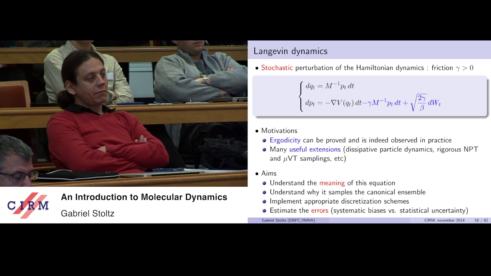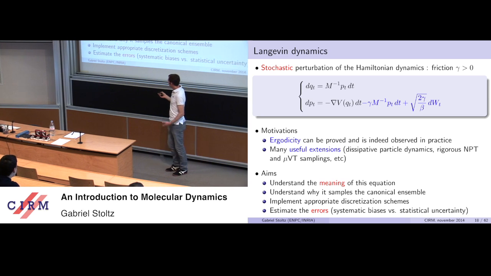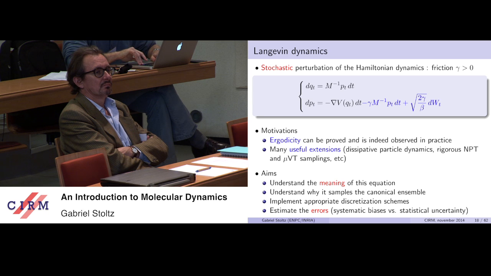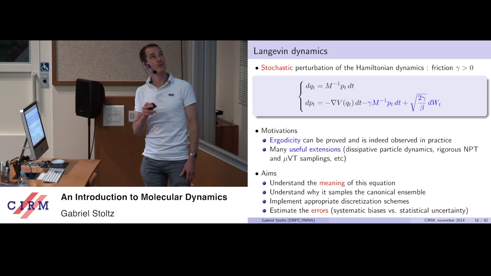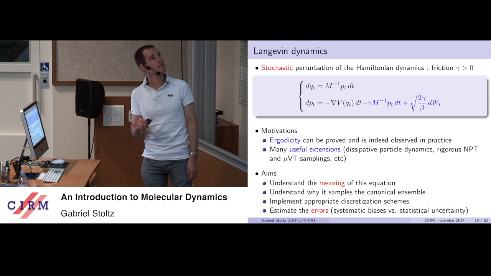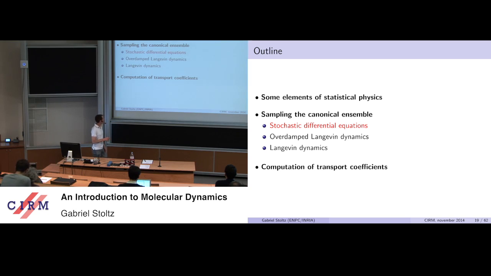My aim in the next hour will be to allow you to understand better the meaning of this equation, in particular this term dW_t, which is a Brownian motion, at least in an intuitive way. Understand why it really is ergodic, how you implement it on a computer, and what are the errors you make when you implement that on a computer. Then in the last half an hour, we'll see how to use those kinds of dynamics to compute transport properties like mobility, self-diffusions, and so on. First I will do a general introduction to stochastic differential equations from a pragmatic viewpoint, I insist. I will not talk about filtrations, and then we will apply it to Langevin dynamics.